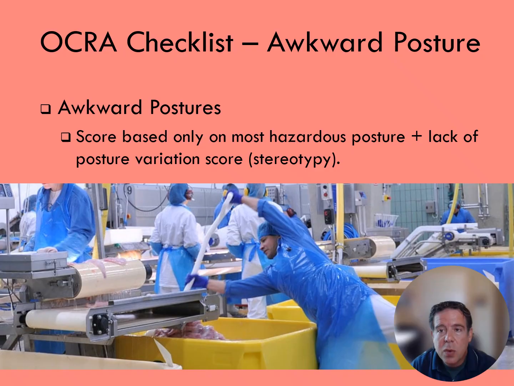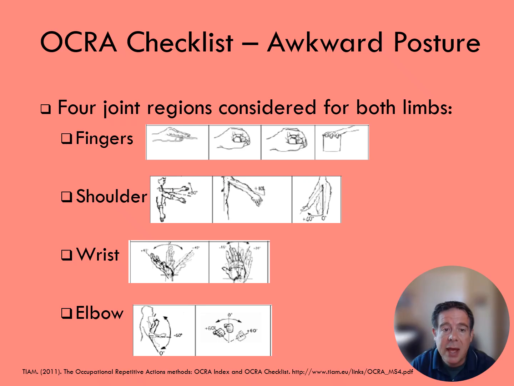So looking at awkward postures is one of the OCRA scores. It's going to look at the most hazardous score. Below is an example, a guy holding overhead while pulling. This is definitely a hazardous posture. Then the OCRA does it by each region. There are 4 of them. I'll look at the fingers, shoulder, wrist, and elbow. We'll go through those ranges of motion.